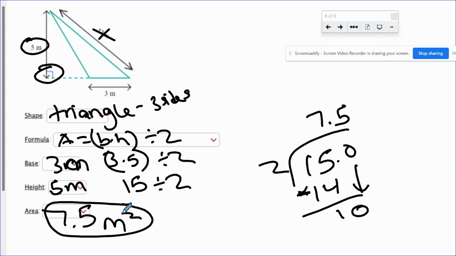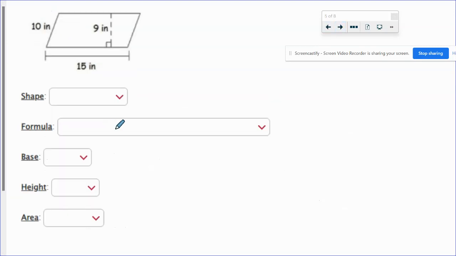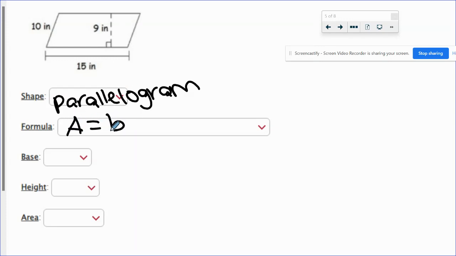All right, let's keep going. All right, here we have another parallelogram. So my shape is a parallelogram. And I know it's a parallelogram because it has two sets of parallel sides. My formula for parallelogram to find the area is base times height, divided by, no, not divided by 2, sorry, just base times height. Only triangles are divided by 2.